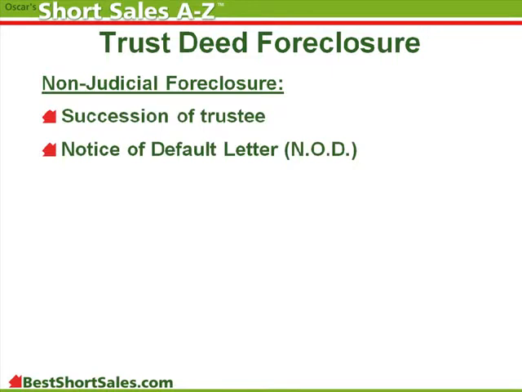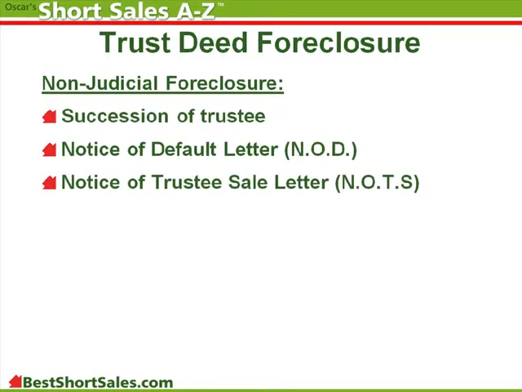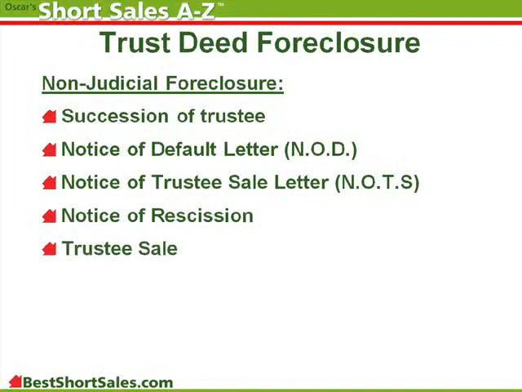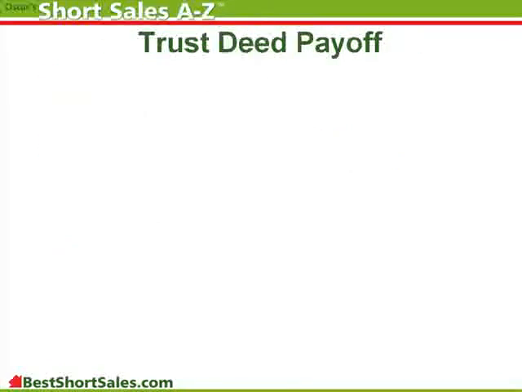Second, the debtor receives a notice of default letter, the NOD, from the trustee. In some states, a separate document, the Notice of Trustee Sale, NOTS, with the sale date is required. If the debtor reinstates the obligation, a notice of rescission or similarly named document will be issued. Trust deed foreclosure culminates in trustee sale.